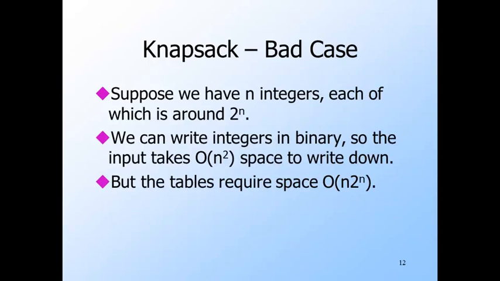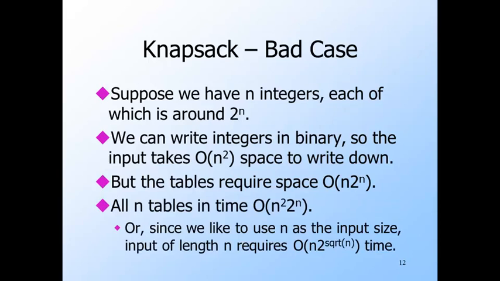But a table then requires about n times 2 to the n entries and at least that much space to write down. That is, the sum of all n integers can be around n times 2 to the n. We can't construct one table in time less than its length, so the total time of the algorithm is on the order of n squared times 2 to the n. But the input size is n squared, and n squared times 2 to the n is not a polynomial function of the input length.